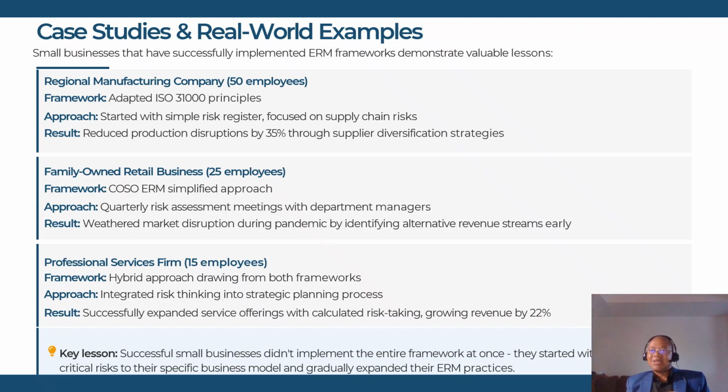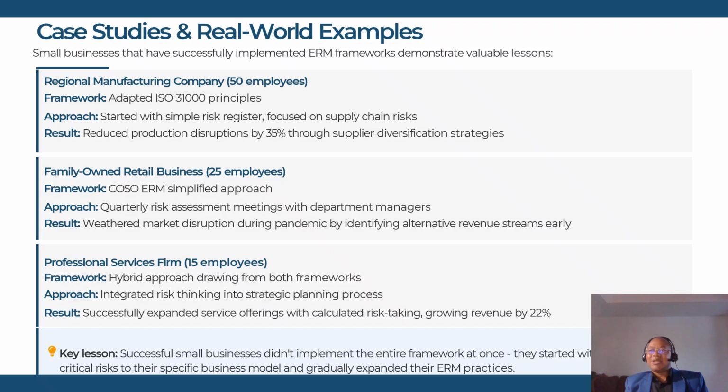The second case study is a family-owned retail business with 25 employees. They adopted the COSO ERM simplified approach, with quarterly risk assessment meetings with department managers. I tell you what, the result? They weathered the market disruption during the pandemic by identifying alternative revenue streams early.